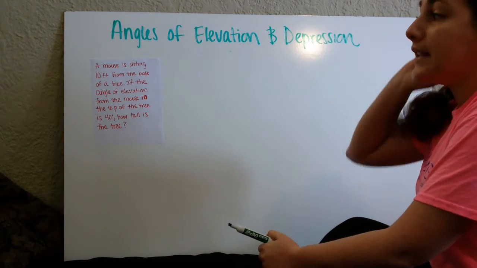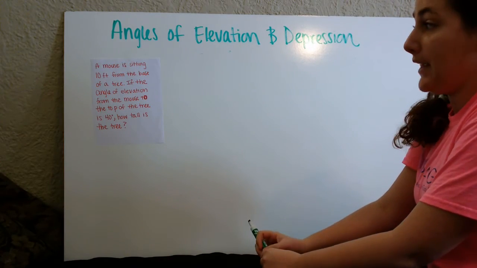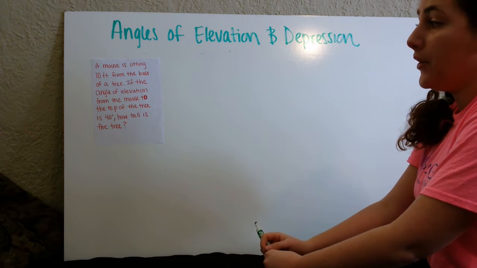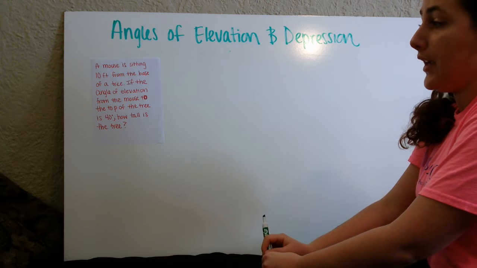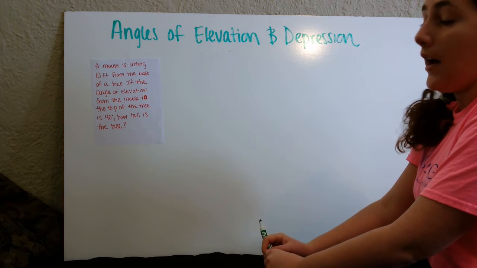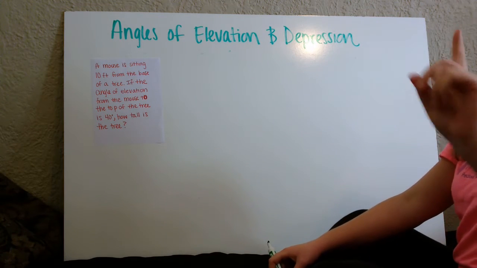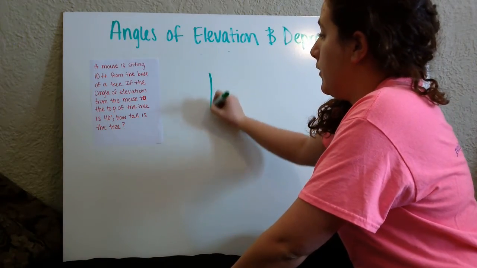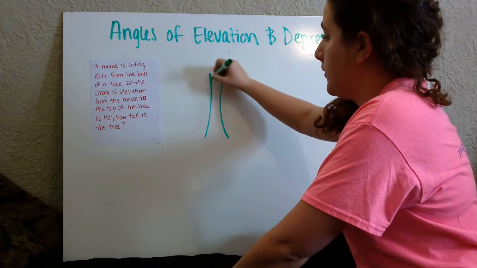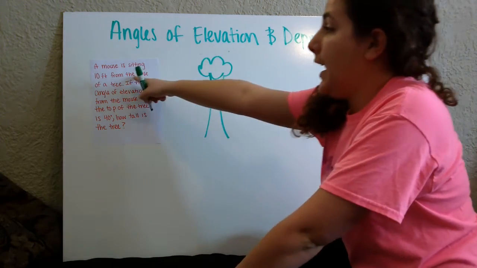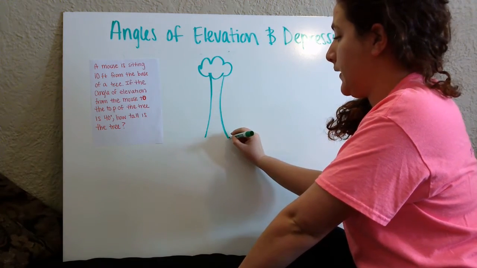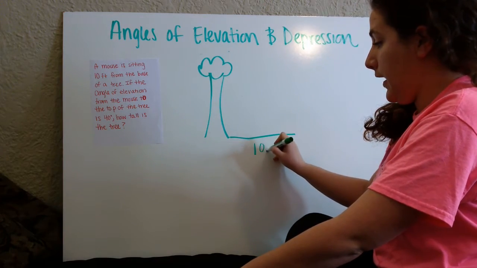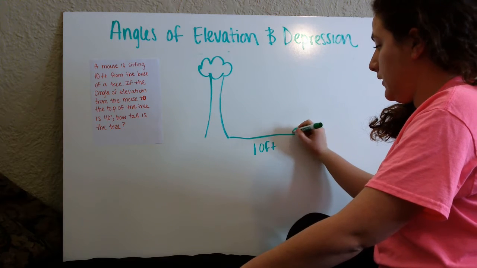So a mouse is sitting 10 feet from the base of a tree. If the angle of elevation from the mouse to the top of the tree is 40 degrees, how tall is the tree? Step 1, you want to draw a picture. So I know that there's a mouse sitting 10 feet from the base of the tree. So I'm going to draw some ground. 10 feet away is going to be this little bitty mouse.